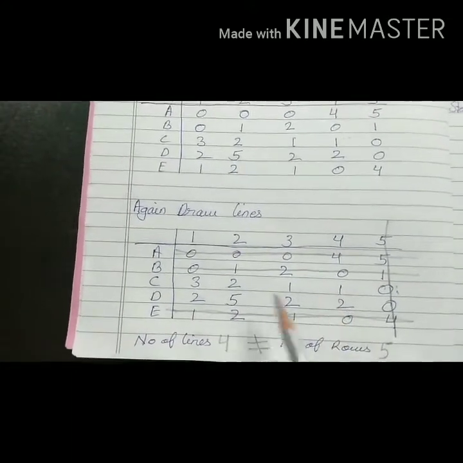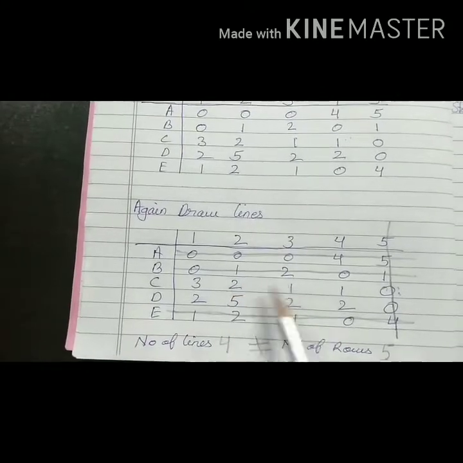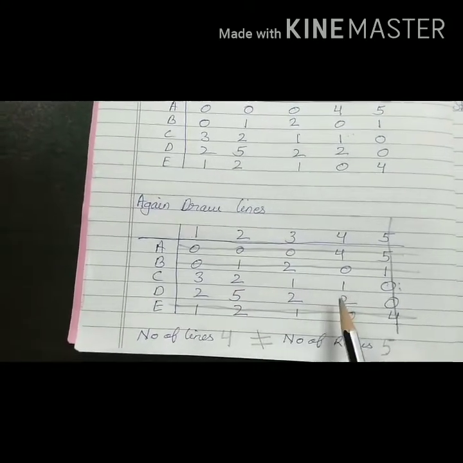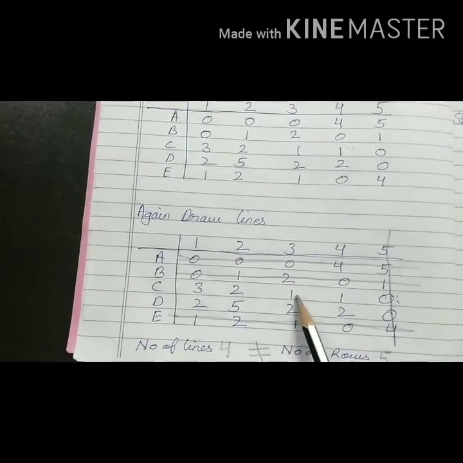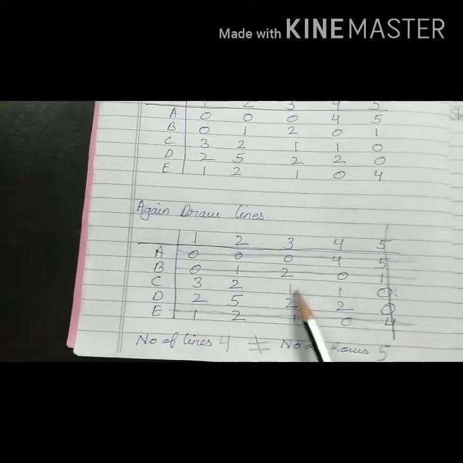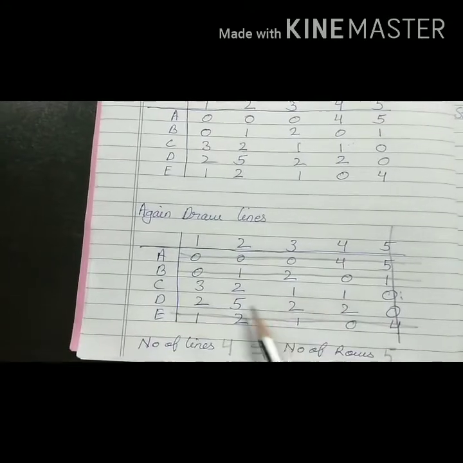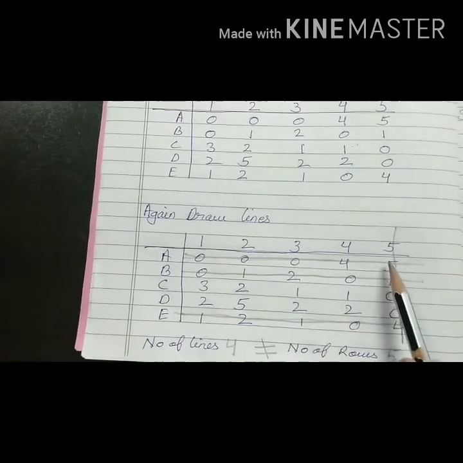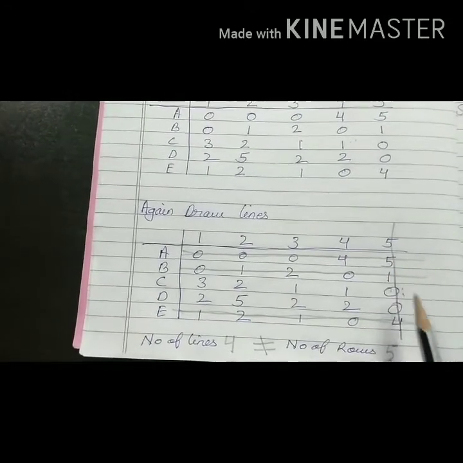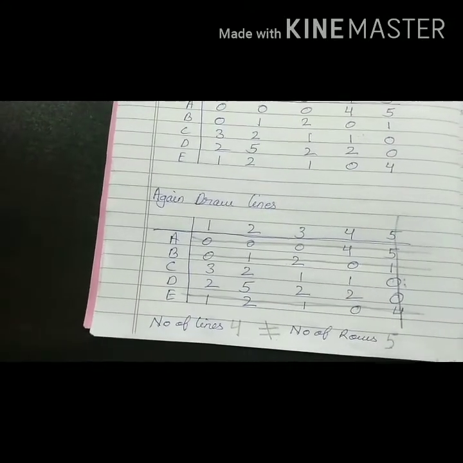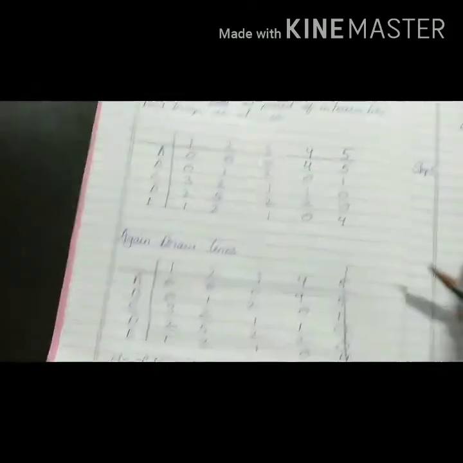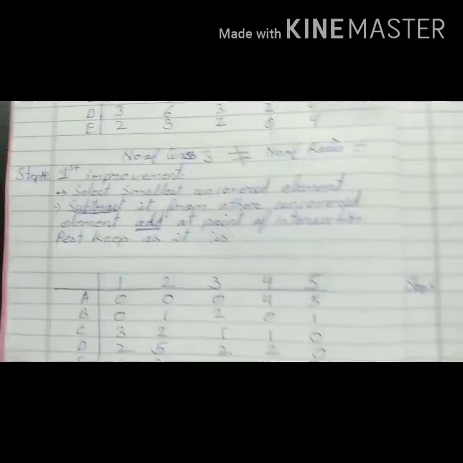Now again improvement can be done for uncovered elements. This 3, 2, 1, 1, 2, 5, 2, 2. Again we need to repeat the same steps. Select the minimum element from uncovered element, that is 1. Subtract it from all the other uncovered elements. Add it at the point of intersection, that is 5, 1 and here, and keep the other elements as it is. We will get a new matrix. Let us check what matrix do we get.